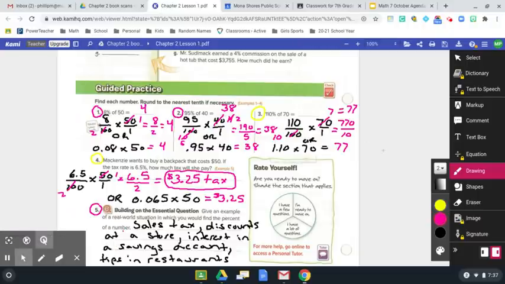Okay, let's go back and take a peek. So on number 3 here, you have 110% of 70. So I showed both methods, right? I showed the fraction method and I showed the decimal format. And either way, you're going to get 77.